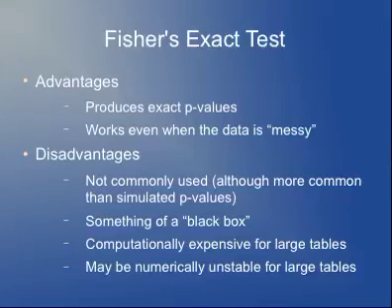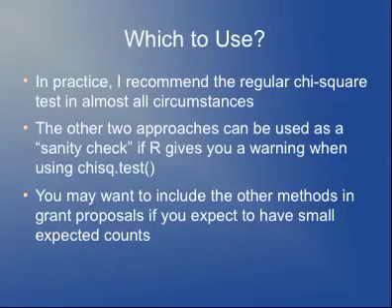So, my personal opinion is that you can get away with the regular chi-square test in almost all circumstances, and that's probably going to get you the least blowback from reviewers in most cases. If R gives you a warning that your expected cell counts are too low, then you can try these other methods just as a sanity check to make sure you're getting approximately the same answer. And particularly in the 2x2 case, you may want to just go with Fisher's exact test because that's becoming fairly commonly used nowadays.